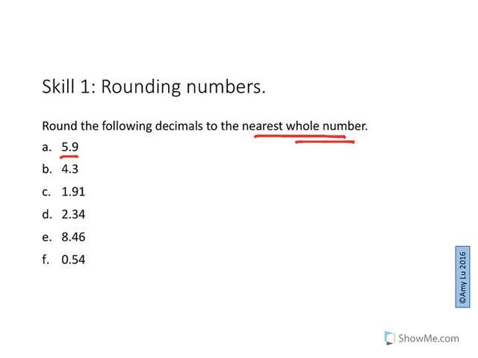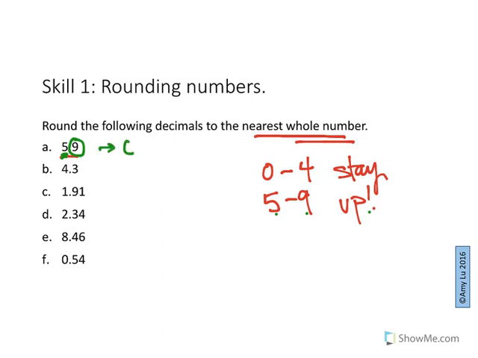So here's a rule. If the number behind the decimal is between the numbers 0 to 4, the whole number that's in front of the decimal will stay. If it's between the numbers 5 to 9, you have to round the number up. So 5.9, since we want to round it to the nearest whole number, we have to look at the 0.9. Since it is between the scale of 5 to 9, we have to round the number up. So this becomes 6.